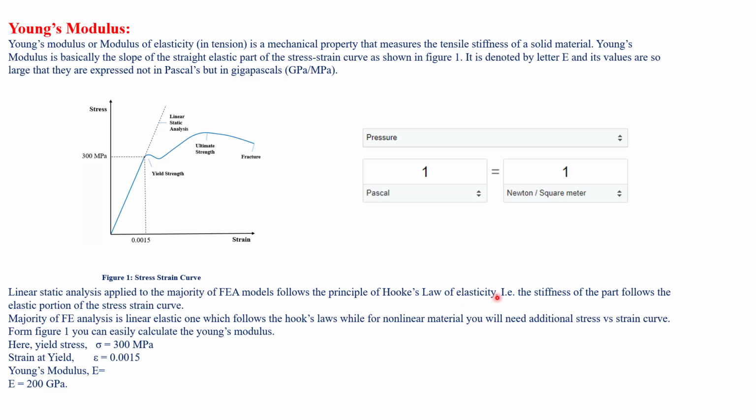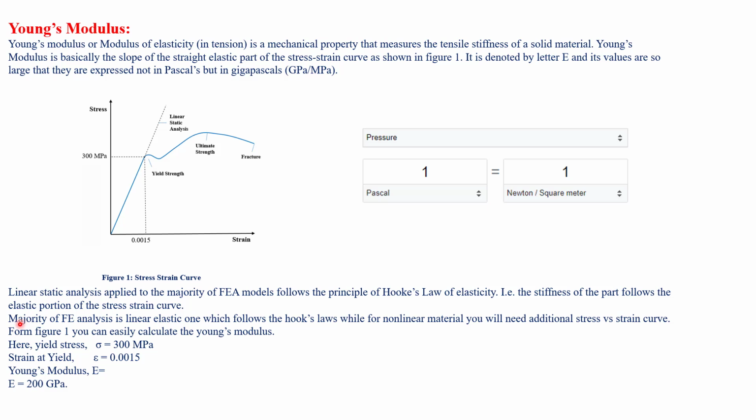Now, very important: the linear static analysis applied to the majority of FEM models follows the principle of Hooke's law of elasticity. That is, the stiffness of the part follows the elastic portion, which is this one in the stress strain curve. In the linear static analysis, up to here only we do the linear analysis. Once it crosses the yield point, it is all implicit and explicit analysis.